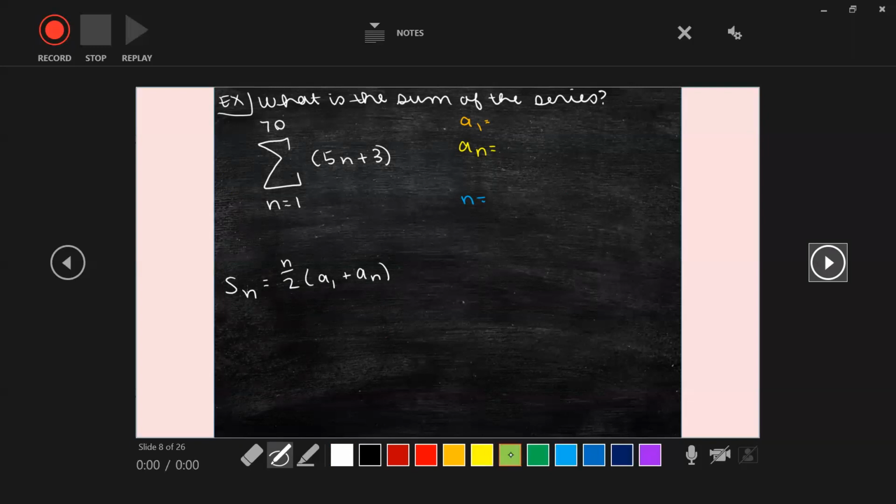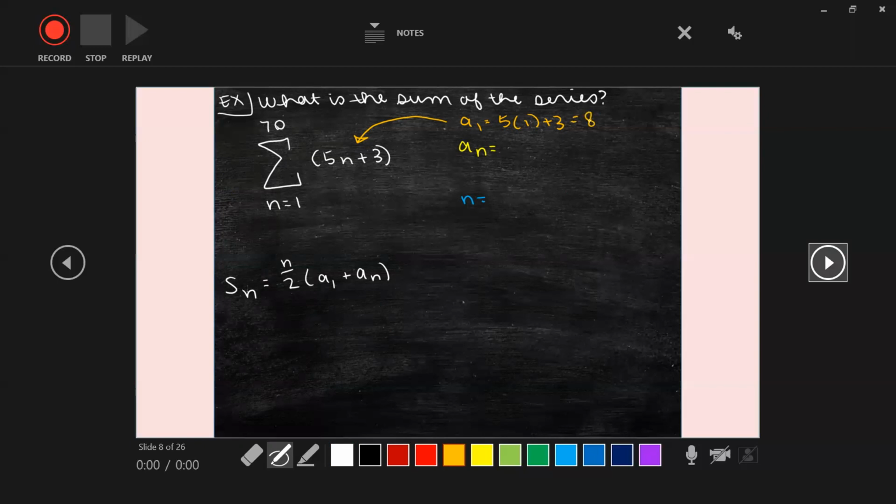So let's think about something. a sub 1, I'm replacing my n with 1, right? So that's like saying 5 times 1 plus 3. All I'm doing is substituting. So a sub 1 is going to be 8.